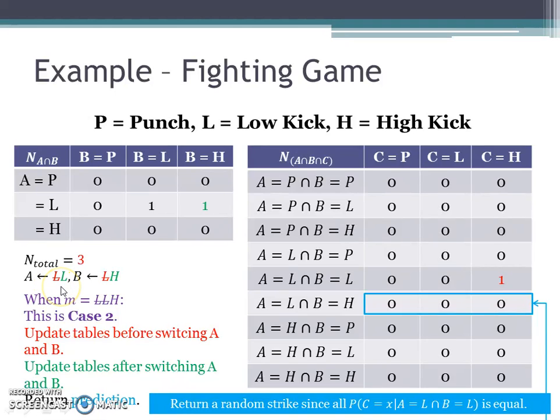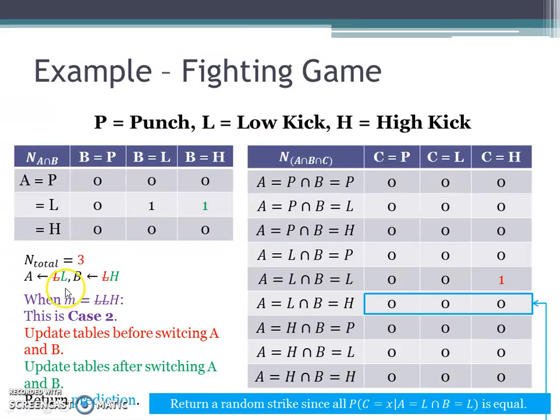The other update occurs here. You update this value because you have seen a case given the fact that A is L and B is L, so there's an occurrence for C equals H. C is your third strike now. So this combination of L, L, H, you have seen it, and therefore you update it with a 1. This is what you do before you switch A and B. That means you have not updated A with the values of B, and you have not updated B with the values of C.